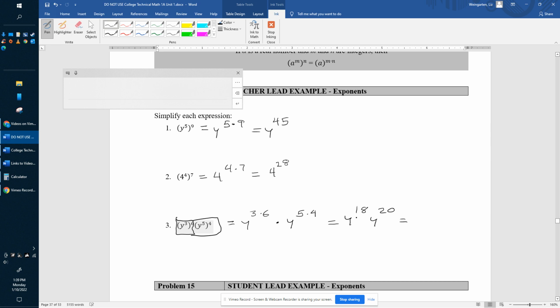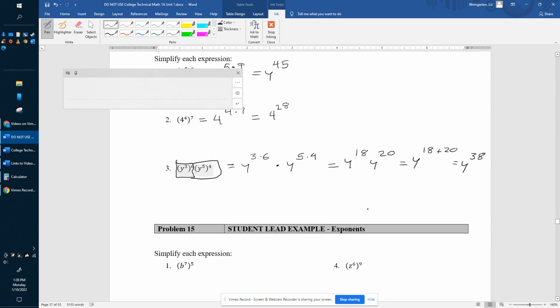And we can simplify this further. Now we are not taking exponents to the exponent, we're multiplying 2 exponents together. So make sure you're using the appropriate rule here. We have to add these exponents together because they're being multiplied together, not being taken to another exponent. We get y to the 38th.